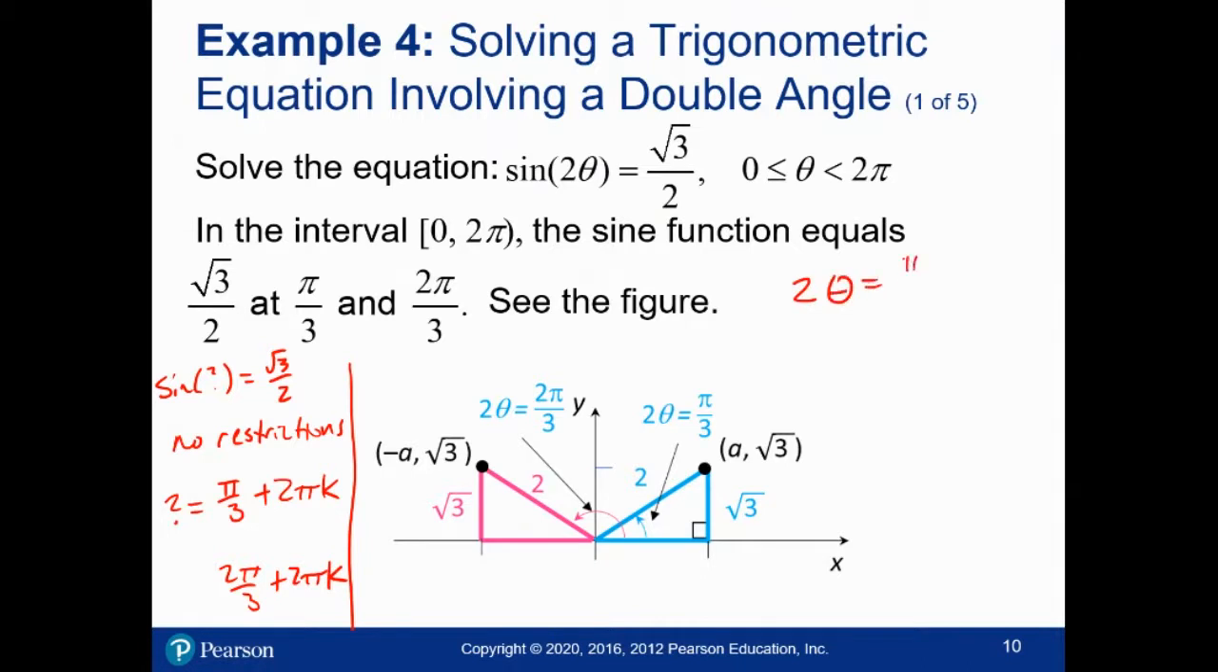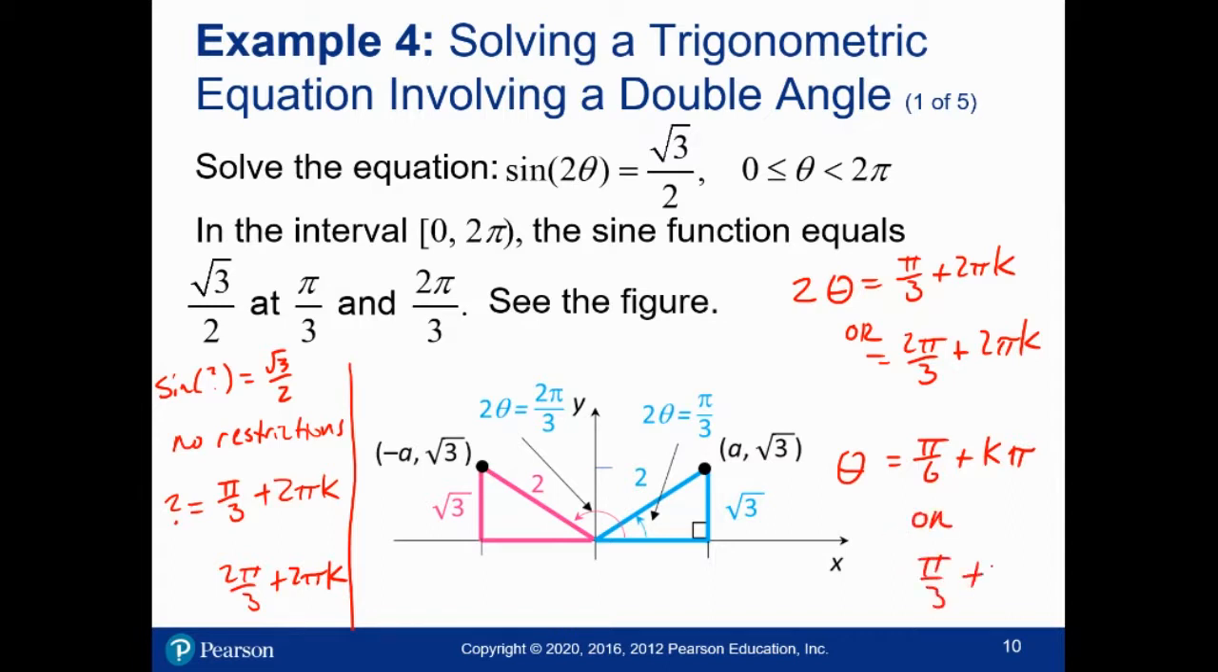So that must be pi over 3 plus 2 pi times an integer, or 2 pi over 3 plus 2 pi times an integer. And now I can divide by 2 and get theta is equal to pi over 6 plus an integer times pi, I've canceled off the 2, or pi over 3 plus an integer times pi. And now I can start paying attention to the restriction.